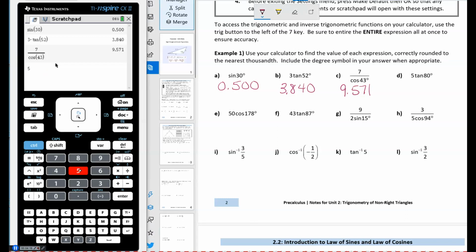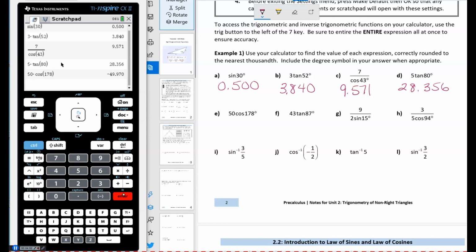All right, in D, we're typing in 5 times, but you don't have to press the times button, and then trig, select tangent, and then 80. Even though it's 80 degrees, we don't have to type degrees because the calculator is understanding that angles are measured in degrees. So this one was 28.356. All right, in E we have 50 times the cosine of 178.